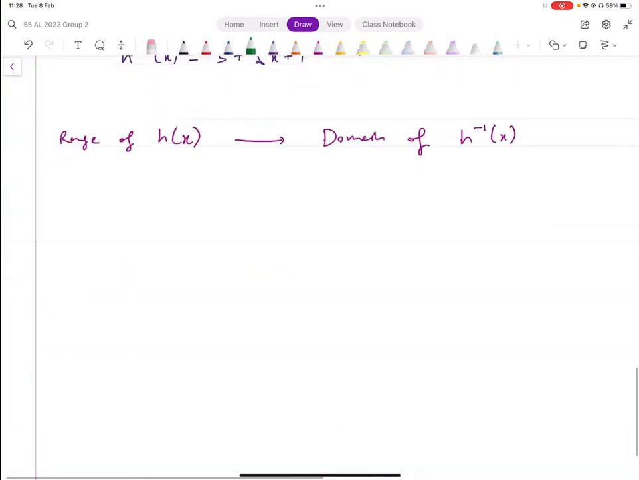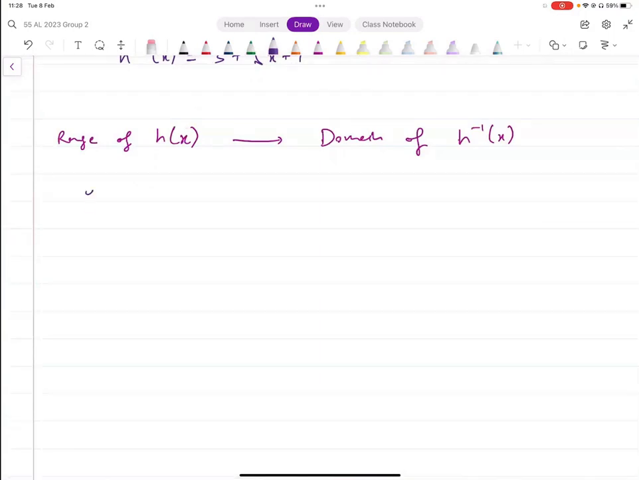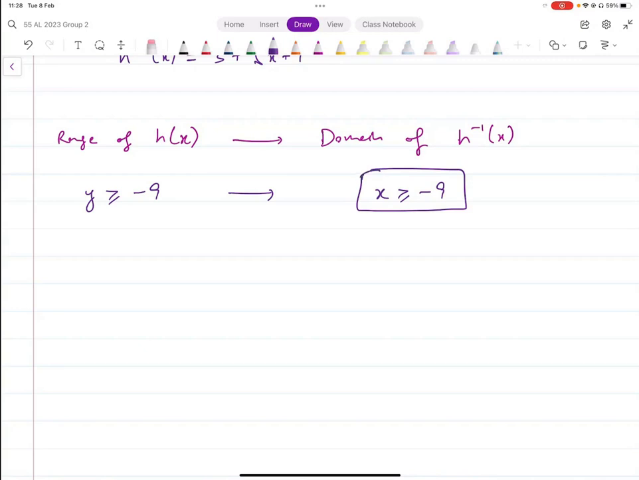So, what do you write here? You say the range of the original function was greater than or equal to minus 9. That means the domain of h inverse should be greater than or equal to minus 9. x की values minus 9 के equal होंगी और उससे बड़ी होंगी h inverse function में.